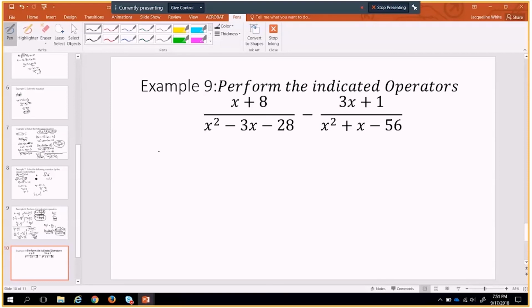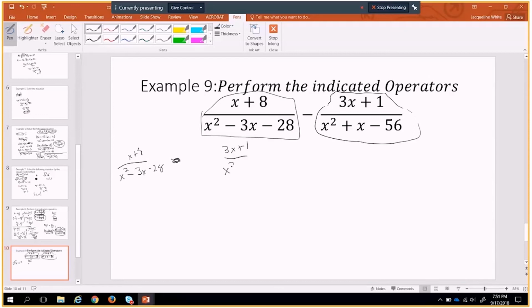So what do we want to do? Like we did in the prior problem, we want to separate this guy and this guy. That was almost a perfect square over here. It's a horrible circle. But if we do that, we have x plus 8 over x squared minus 3x minus 28, minus, don't do the minus yet, 3x plus 1 over x squared plus x minus 56, right?